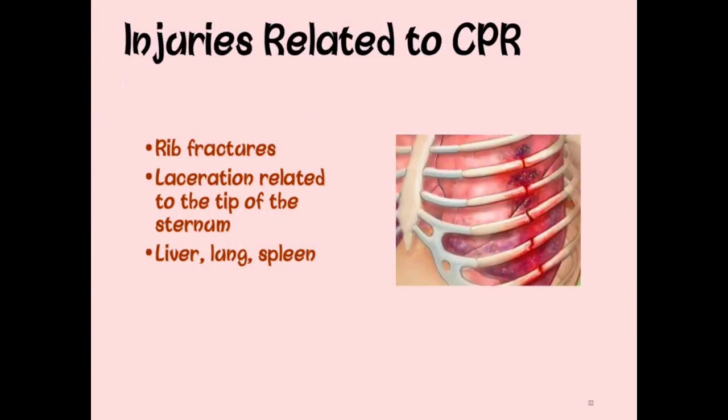Now, injuries related to CPR. While performing CPR, rib fractures can occur, and these rib fractures can then cause laceration of the liver, lung, and spleen. They can be injured while performing the CPR.